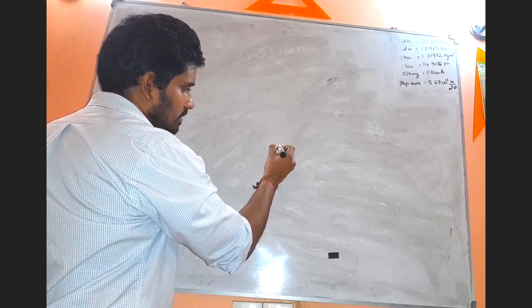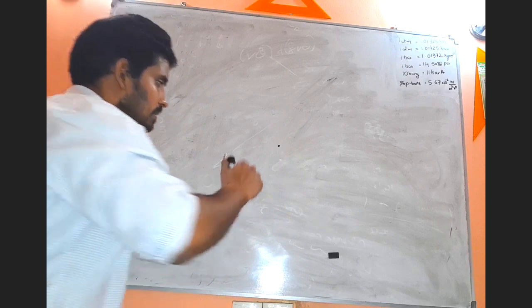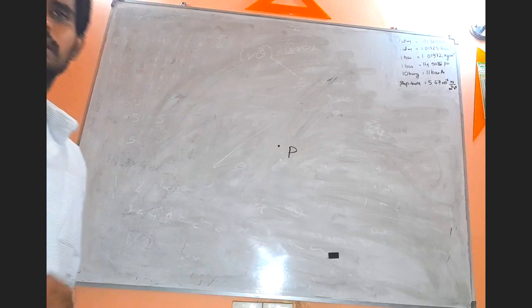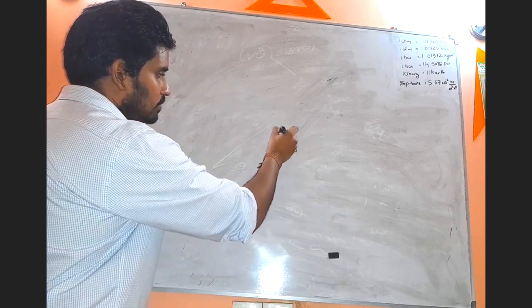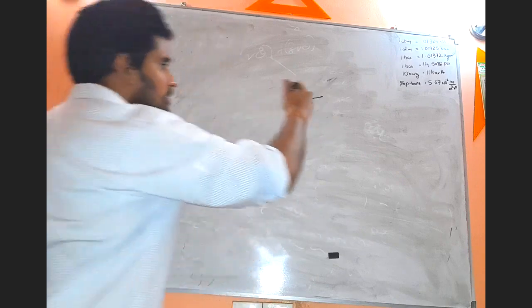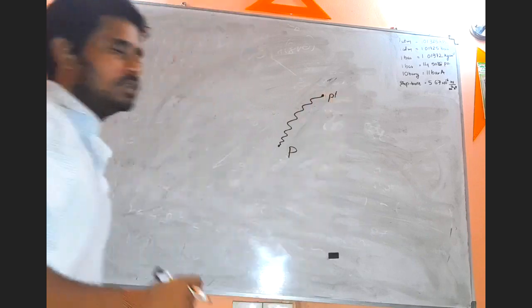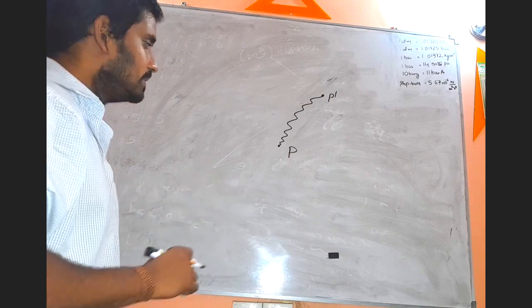This is the initial position. Let's define the initial position as P. Now this particle moves like this, and it finally reaches this final position P dash.